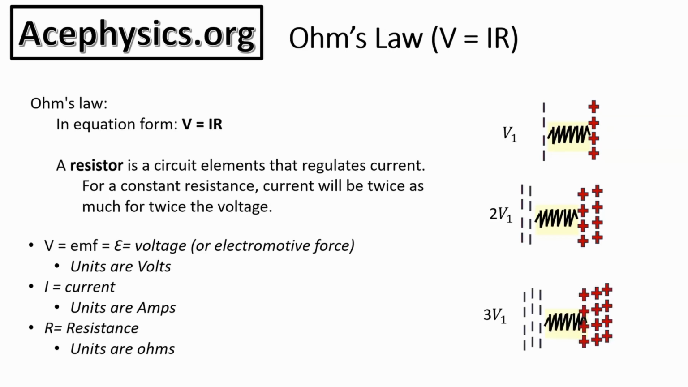And if you had 3 times the voltage, then there'd be 3 times the charge accumulated on both sides of the resistor, and the force would be 3 times as great. The energy would be more, and it'd be pushing the current through the resistor at a larger rate, and therefore you'd have a larger current. This would have the smallest current, assuming all the resistors are the same. This current would be twice as big, and this current would be 3 times as big.